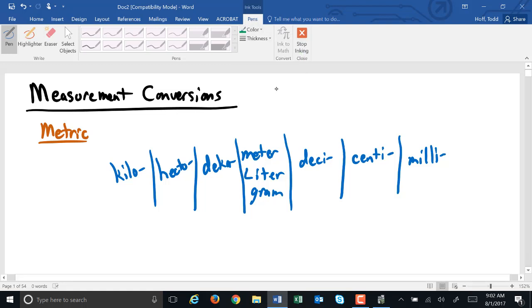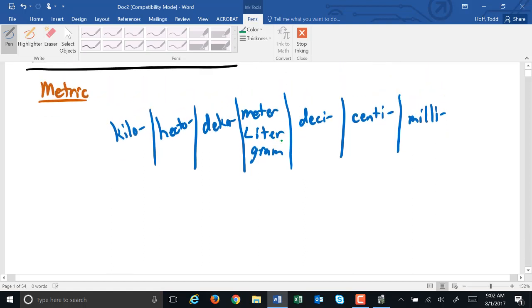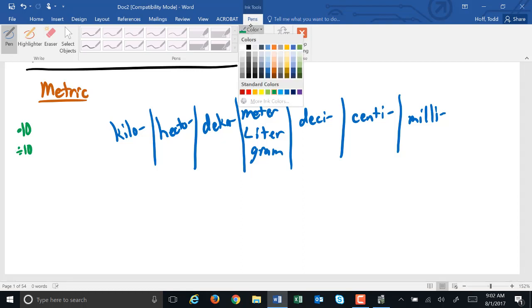So converting in the metric system is just a matter of moving the decimal point, because each position on this chart is either multiplying by 10 or dividing by 10. So each position on that chart is moving the decimal point one spot.